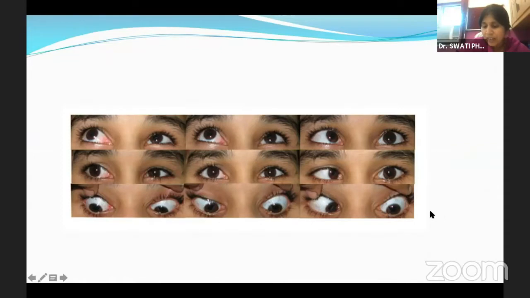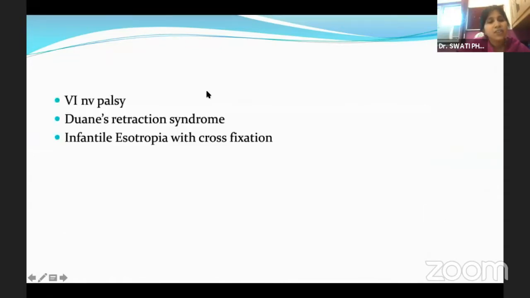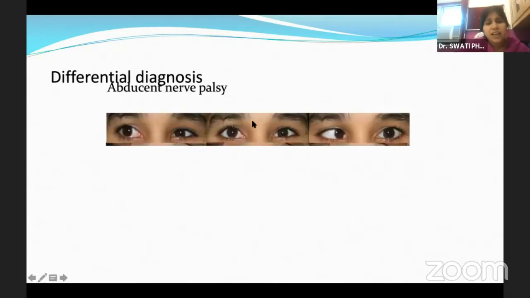Now, if you have a case of limitation of abduction, the three main differentials that come to mind are sixth nerve palsy, Duane's retraction syndrome, and infantile esotropia with cross fixation. So how do you differentiate these three? This is our case, where the child has a small palpebral aperture and limitation of abduction. You can very clearly see that there is a retraction of the globe. So that's number one, how you will differentiate it from sixth nerve palsy.